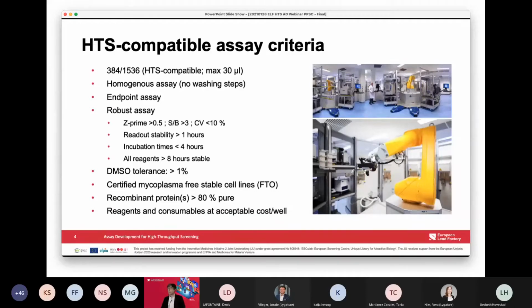For some biochemical assays that we run, we need to have minimum of 80% purity of the protein to really guarantee high quality results. And last but not least, doing large-scale screening is inherently expensive, so the cost per well should be affordable enough.